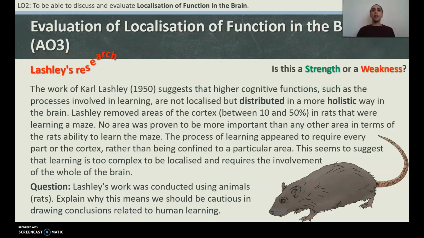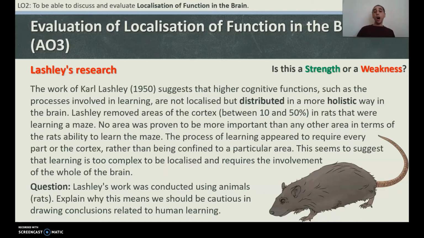This is a weakness of localization of function, because Lashley's research, albeit with rats, found that the rat needed the whole of its brain in order to learn. And this is contrary to what localization of function suggests, that you need a specific localized area of the brain to learn, whereas this found that the rat needed the whole brain to learn.